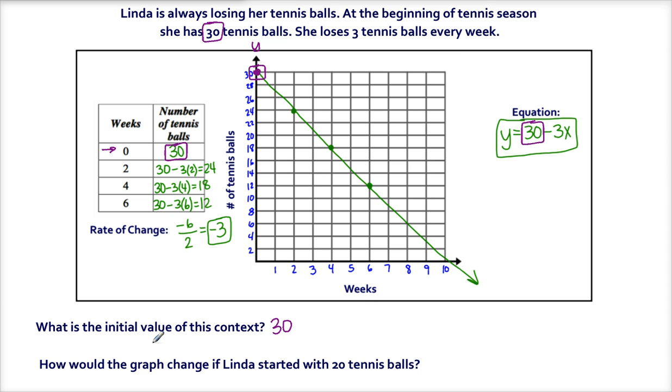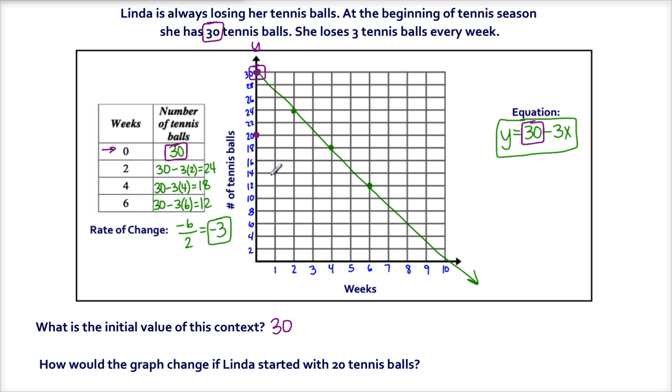Now the next question that you might see on your assignment says, how would our graph change if Linda started with 20 tennis balls? So instead of starting with 30, she's starting with 20. So the new beginning value is 20. That means that this beginning point right here would be bumped down to 20 because she starts with 20 tennis balls.